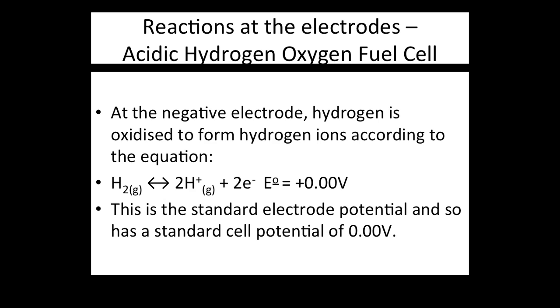At the negative electrode, hydrogen is oxidised to form hydrogen ions according to the equation hydrogen reacts to form 2 protons plus 2 electrons. This is the standard electrode potential and so has a standard cell potential of 0 volts.